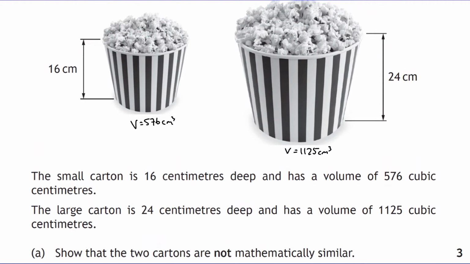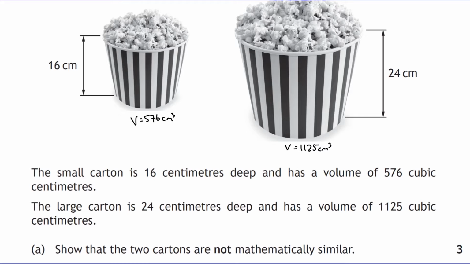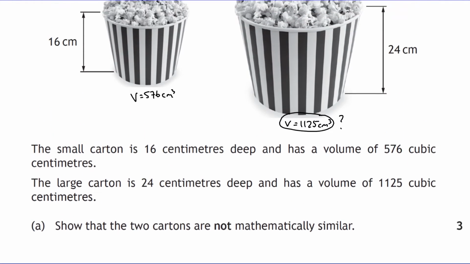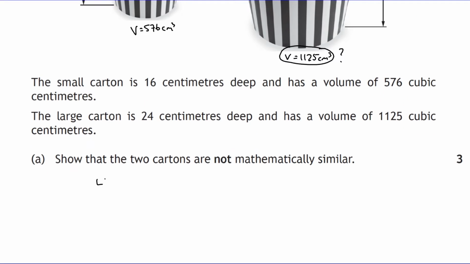Okay, so if they're mathematically similar, then once we find a length scale factor and scale it up for the correct volume scale factor, we should be able to calculate one of the missing sides. There's a few different ways you can do this, but I'm just going to pretend I don't have this value just now, and go through a normal length scale factor, volume scale factor calculation. We start with the length scale factor for enlargement, that would be 24 over 16. 24 divided by 16 gives me 1.5.